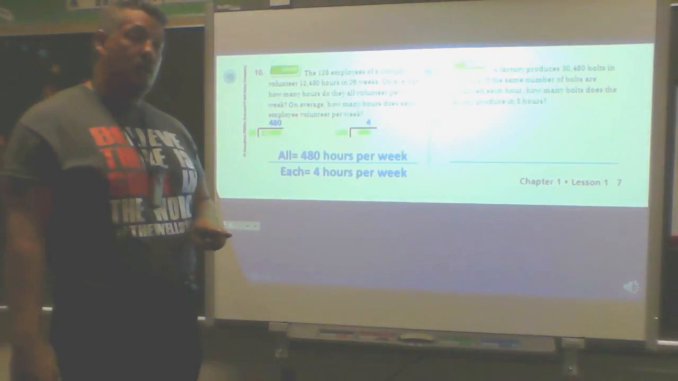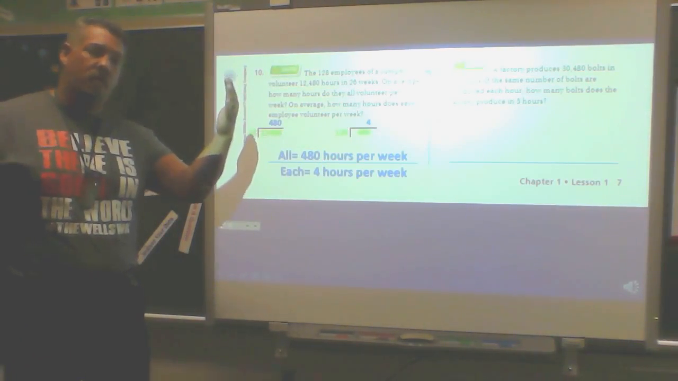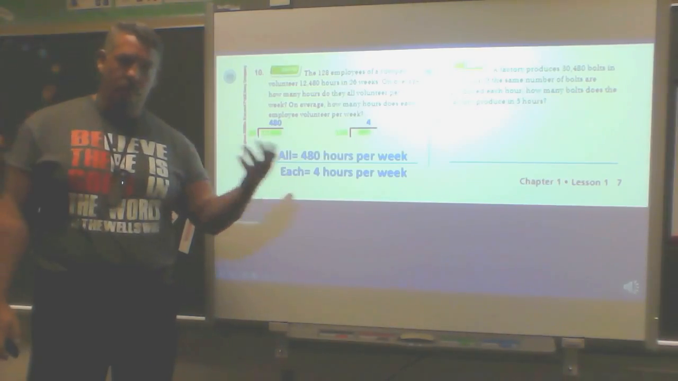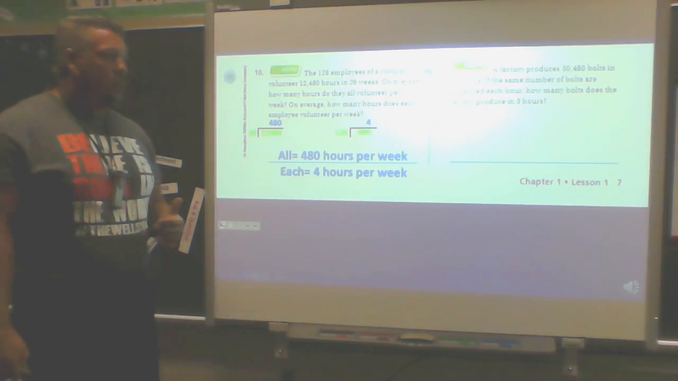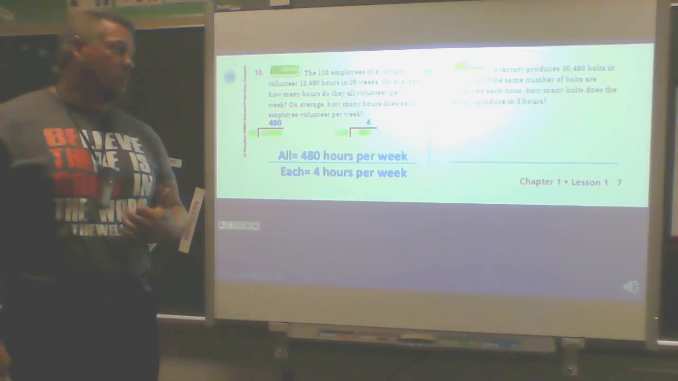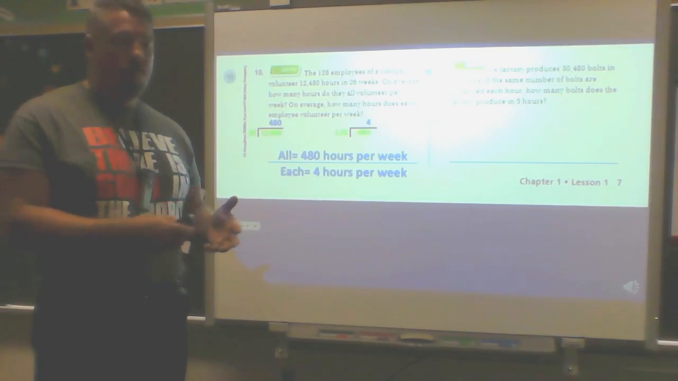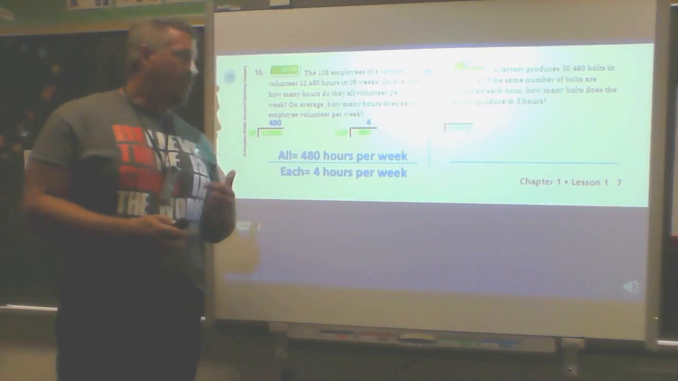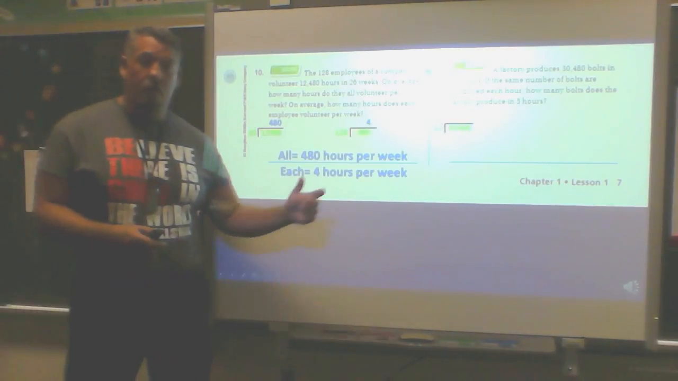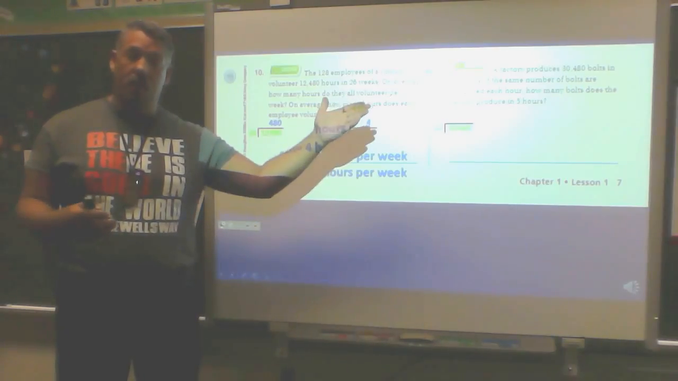I'm not saying it's impossible to do. Those of you that are higher thinkers in mathematics understand proportions and you would be able to figure that out and set that up. But the easiest way to do it is the way I'm going to teach you. So I need to find out how many it makes per hour. That's where we begin. So I'm going to take the 30,480 and divide it by the 12 hours total that number was made in.